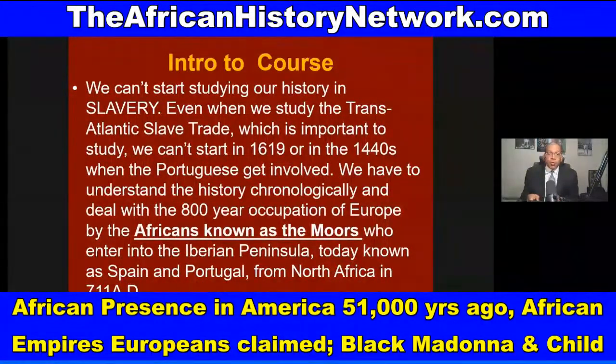as the Moors, who take the teachings from ancient Kemet, ancient Egypt, into the Iberian Peninsula, today known as Spain and Portugal. It's these teachings that the Moors take into Europe from the Nile Valley region of Africa that bring Europe out of the Dark Ages. And then the next period that Europe enters into is called the Renaissance era, which is a period of new enlightenment. So we have to deal with the 800-year occupation of Europe by the Africans known as the Moors, who entered the Iberian Peninsula in 711 AD.